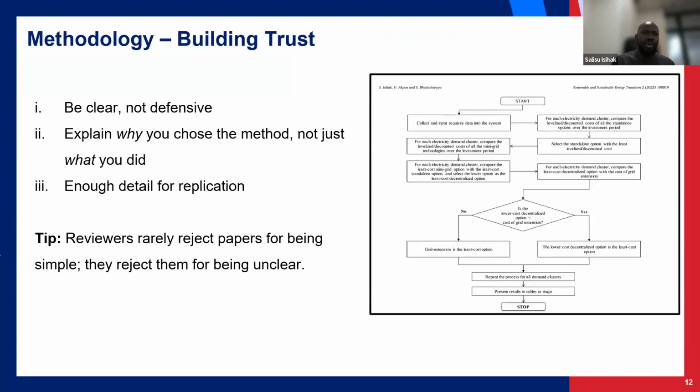Then the next thing we look at is the methodology. Here is where you earn your trust. You have to be very clear, not defensive, and you have to explain why you're choosing the method out of so many methods that you have for doing that research. I have never seen papers, even papers that I review, rejected based on simplicity, but perhaps papers that are rejected for being very unclear.